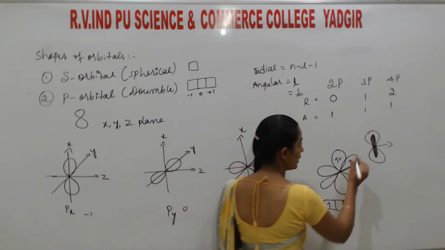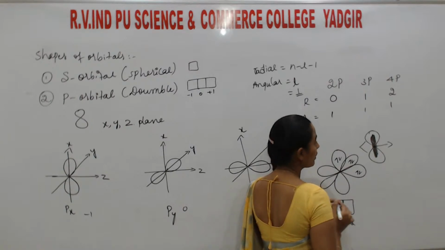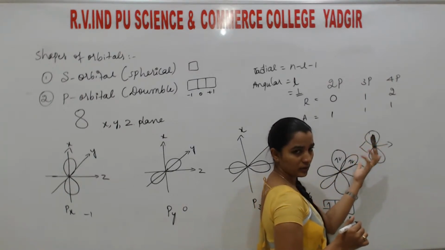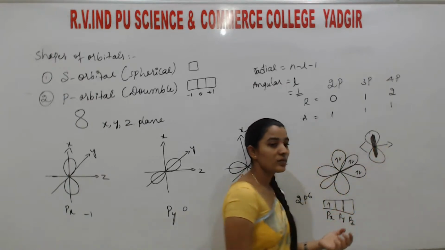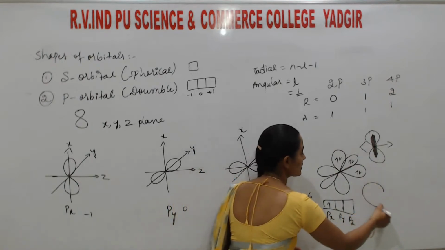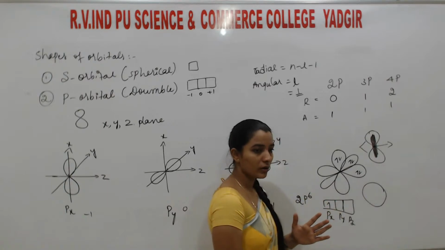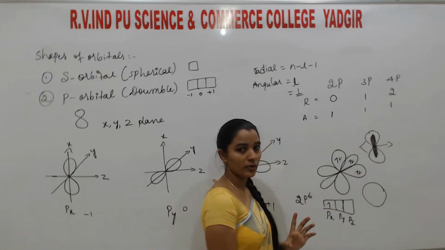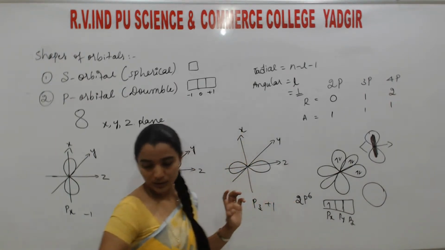Angular node means what? In between these two, an angle is there, like 180, 160, different angles are there. Here, this node is there. That's why this is called the angular node. But in s orbital, this is the shape. So here, there is no angular node, only radial node is possible. Understood? Okay. Next.